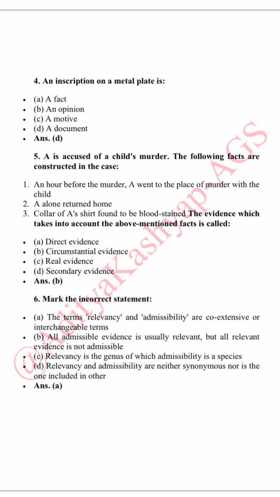ठीक है ना. सेकेंड क्या है? ऑल एडमिसिबल एविडेंस इज यूजुअली रेलिवेंट बट ऑल रेलिवेंट एविडेंस इज नॉट एडमिसिबल. ये तो सही है ऑब्वियसली. रेलिवेंसी इज द जीनस ऑफ विच एडमिसिबिलिटी इज अ स्पेसिस. ठीक है, ये भी बात सही है. और डी भी क्या कह रहा है? रेलिवेंसी एंड एडमिसिबिलिटी आर नीदर सिनोनिम्स नॉर इज द वन इंक्लूडेड इन अदर. तो ये भी सही है, राइट. तो जो इनकरेक्ट स्टेटमेंट कौन सा हो गया? स्टेटमेंट ए.